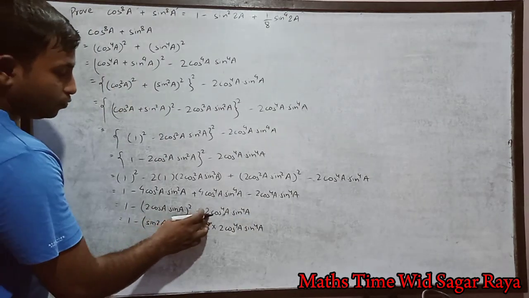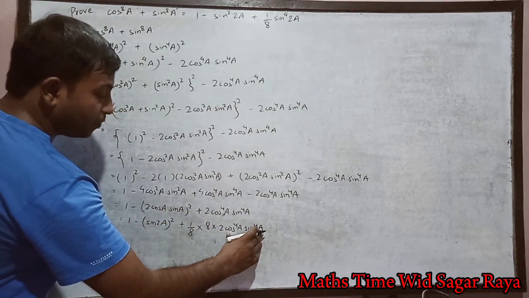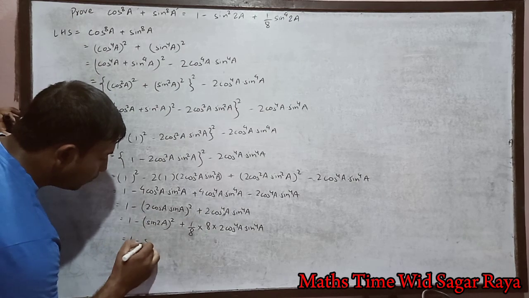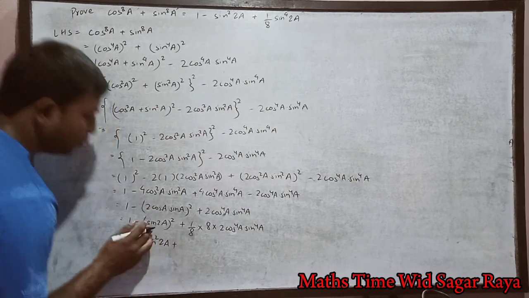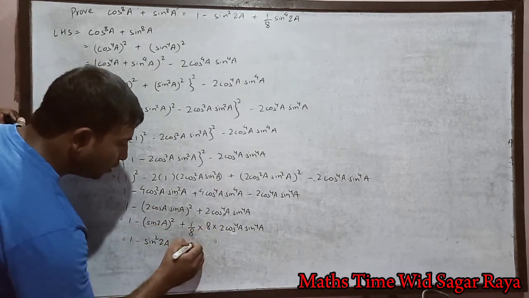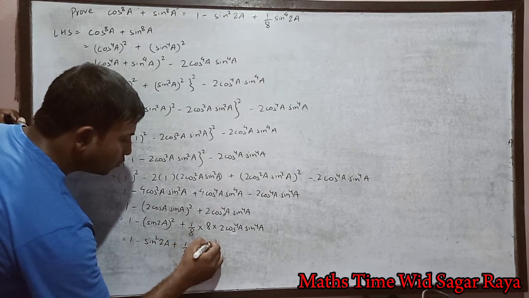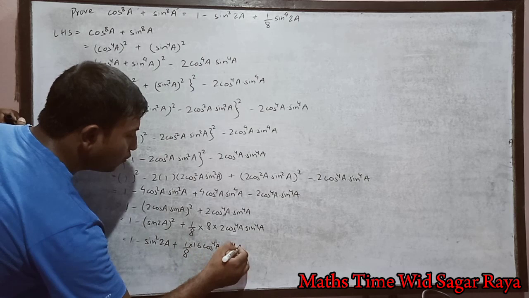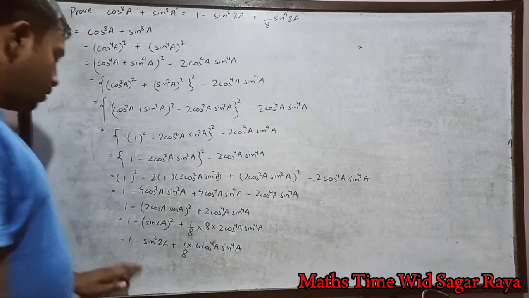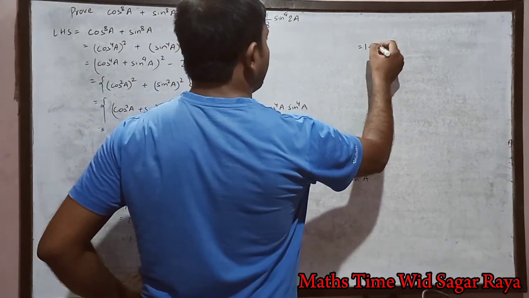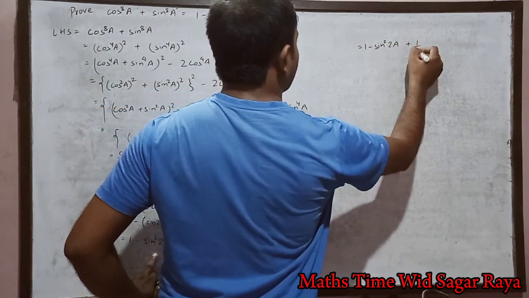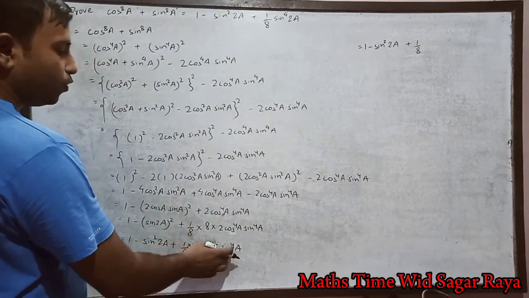See here, this 2 cos power 4a sin power 4a is the same here. I have multiplied with 1 by 8 into 8. Now 1 minus sin square 2a. Sin 2a whole square means sin square 2a. Now 1 by 8, 8 times 2 is 16, then cos power 4a dot sin power 4a. Now the remaining solution I am doing here. Now 1 minus sin square 2a, 1 minus sin square 2a, then plus 1 by 8, now 16 cos power 4a sin power 4a.